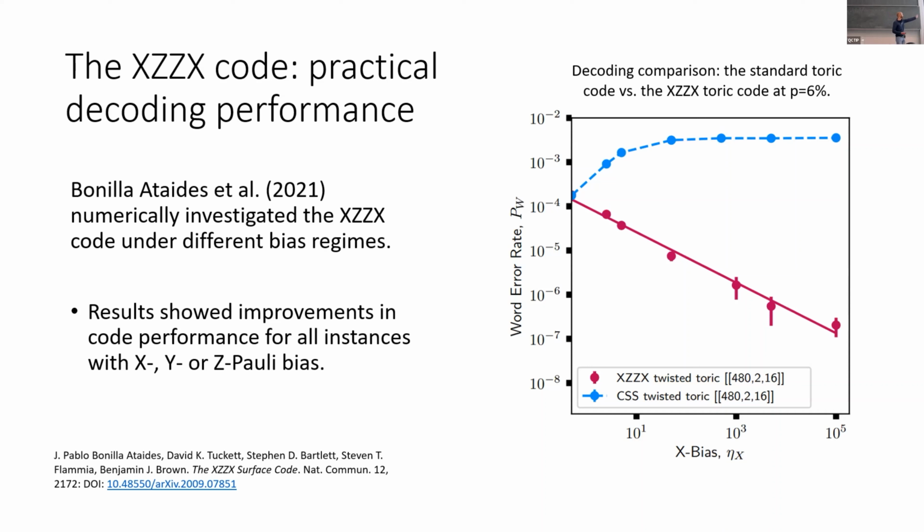So bias is on the x-axis there, logical error rate on the y. The blue line is the standard toric code. We see that the logical error rate gets worse as the bias is increased, whereas it's exponentially suppressed for the XZZX codes. So we see that just this small change in the stabilizers makes a huge difference in terms of the practical decoding performance in the bias noise setting.